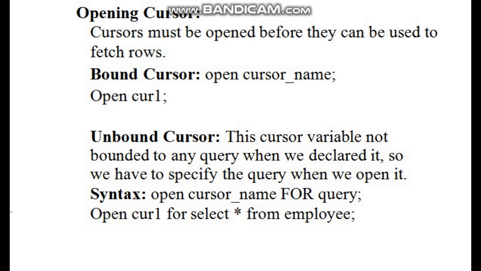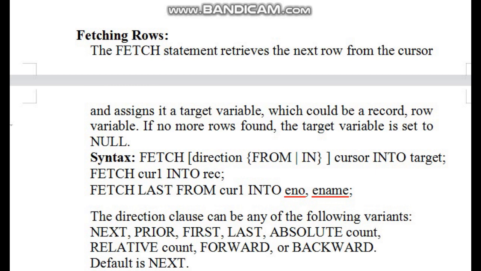The third thing is fetching rows. The FETCH statement retrieves the next row from the cursor and assigns it to a target variable, which could be a record or row variable. If no more rows are found, the target variable is set to null.